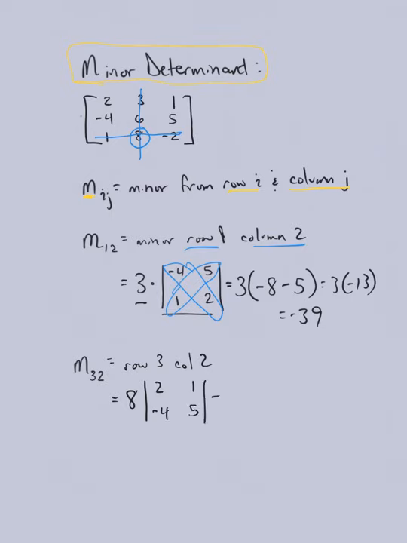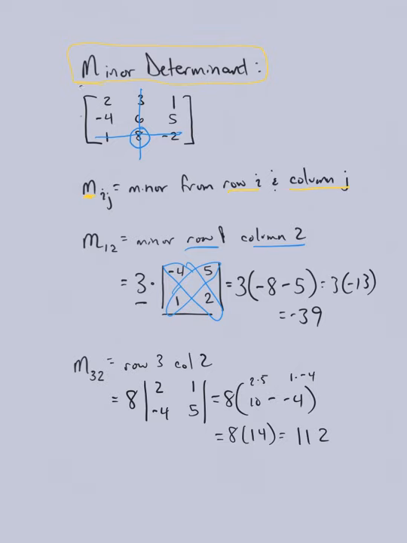And so what am I going to get? I'm going to get 8 times 2 times 5, that's 10, minus 1 times negative 4, that's negative 4. So be careful of signs here. They're going to cancel and make a plus. And so I have 8 times 14. What is 8 times 14? 32, carry the 3, 112. Okay, like that.